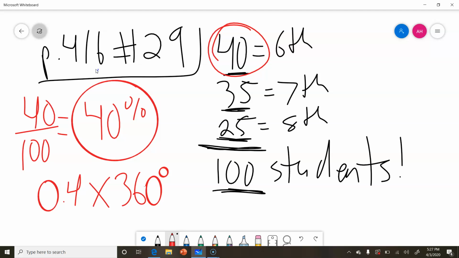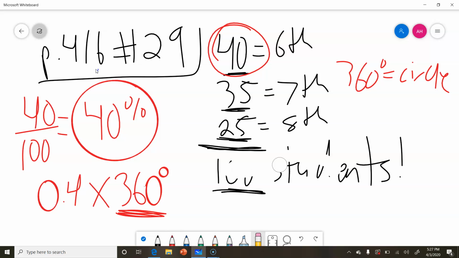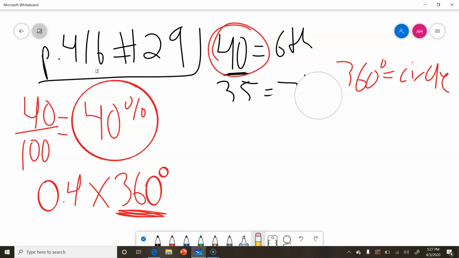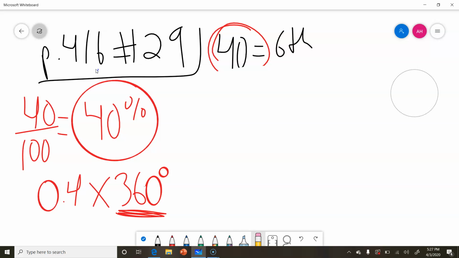We're not going to know how to graph this unless we get how many degrees. And remember how many degrees are in a circle, right? 360 degrees equals a circle, which is our circle graph. Okay, now I'm going to erase some of this. So we're still out of 100 students, and we got 35 now in 7th grade.